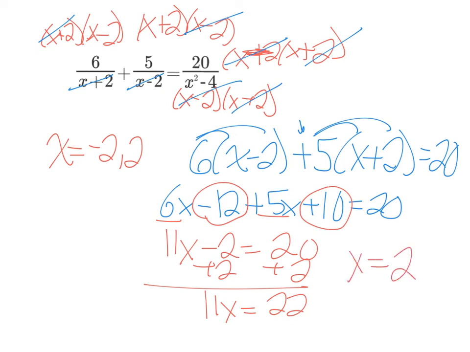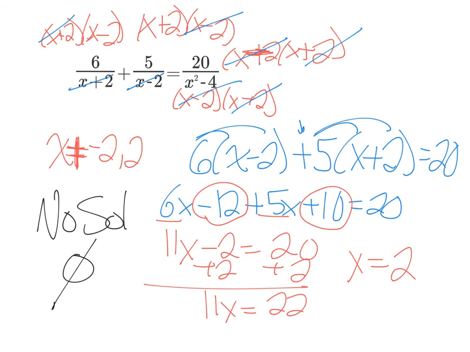Over here we have x cannot equal negative 2 or 2, but we got x equals 2. So this doesn't work. If we substitute 2 into our original equation, we end up dividing by 0 in this spot and in this spot. So it does not work. For your final answer here you write no solution, or you can put a 0 with a line through it, which means empty set. So that's the empty set.